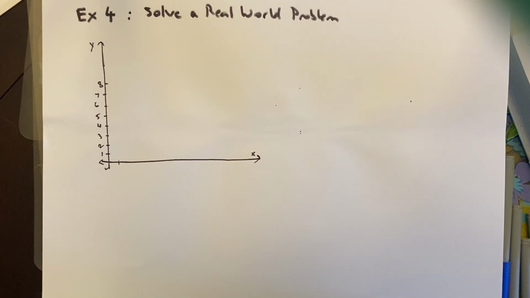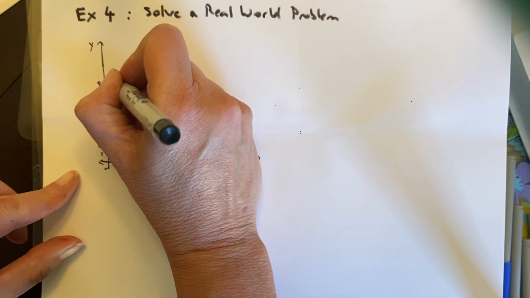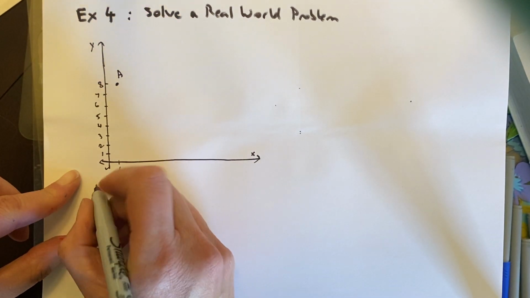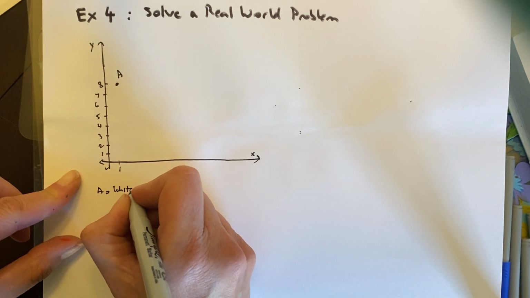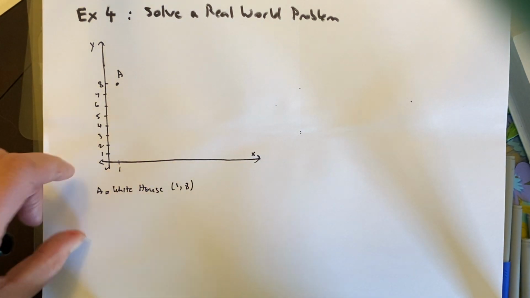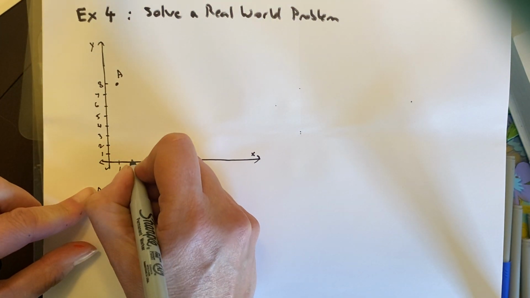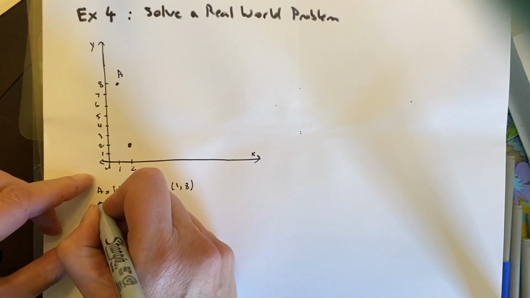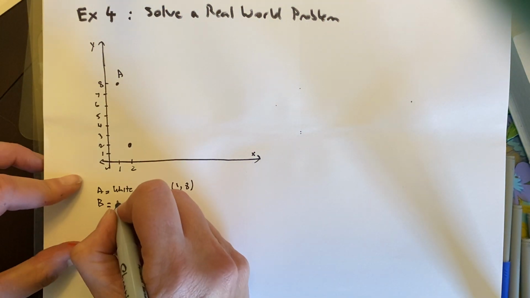So 1, 2, 3, 4, 5, 6, 7, 8. Let me just count again. 1, 2, 3, 4, 5, 6, 7, 8. I'm counting in your book in case you're wondering where. So here's A, which is the White House. I'm going to define what that is. So that White House is at 1, 8. And then point B is at 2, 2. And that's right here. And point B, which is at 2, 2, is the Washington Monument.